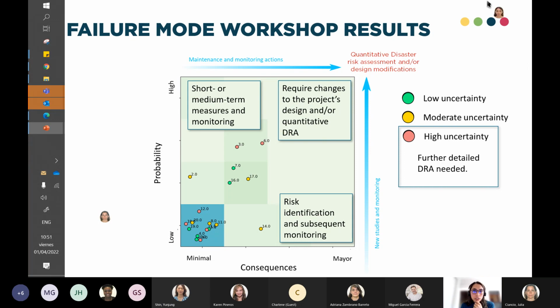Okay, so let me check. There's nothing in the chat. So this is just to show you how you can have a really nice tool to make decisions and to inform the decision makers also.